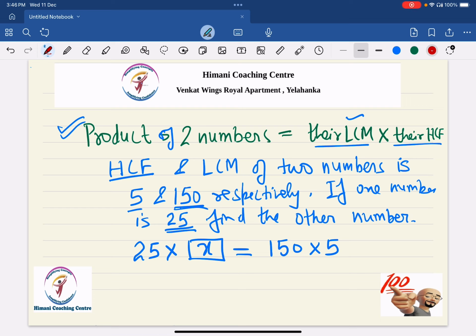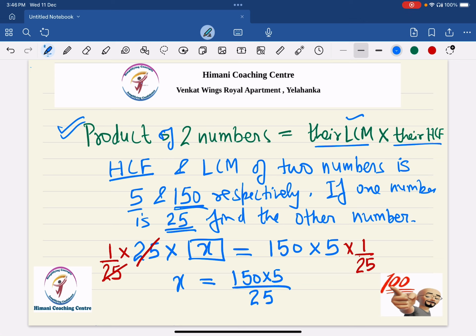We want only X. So what will we do? Do the reciprocal of 25, which is 1 by 25. And we have to do the same here also, 1 by 25. Okay, kids? Now, a number multiplied with its reciprocal is just 1. So we get X here. And now see, you have 150 into 5 divided by 25.